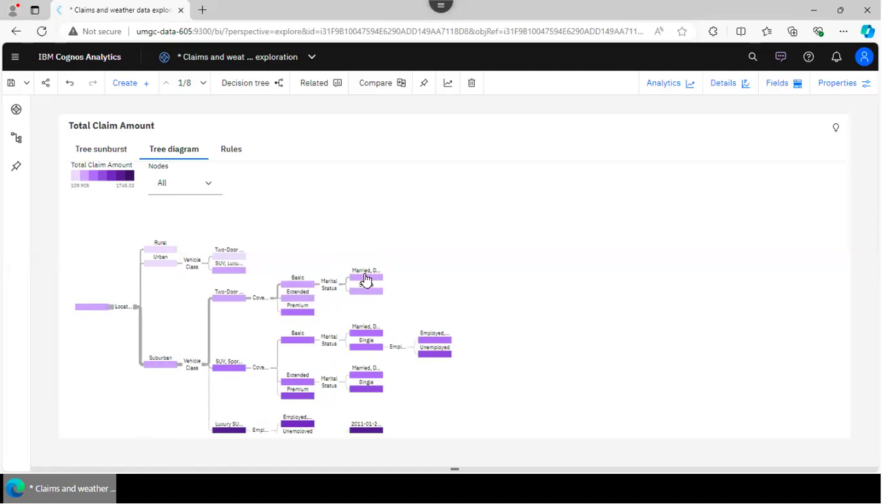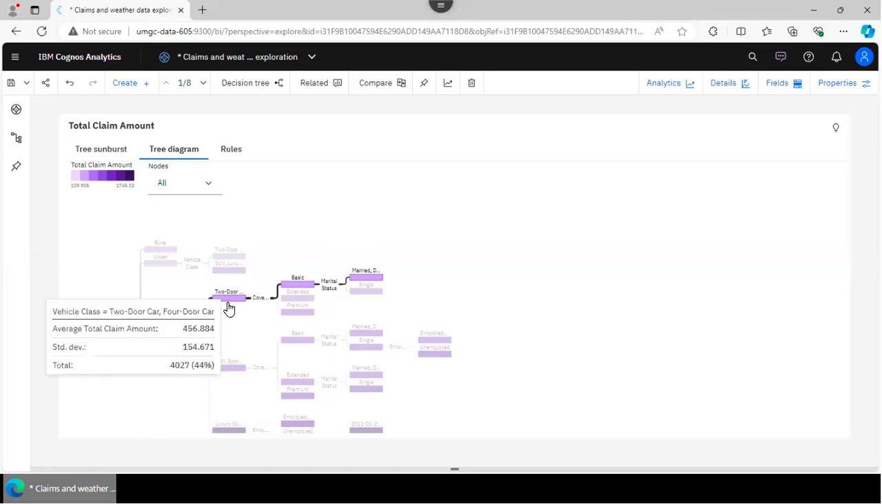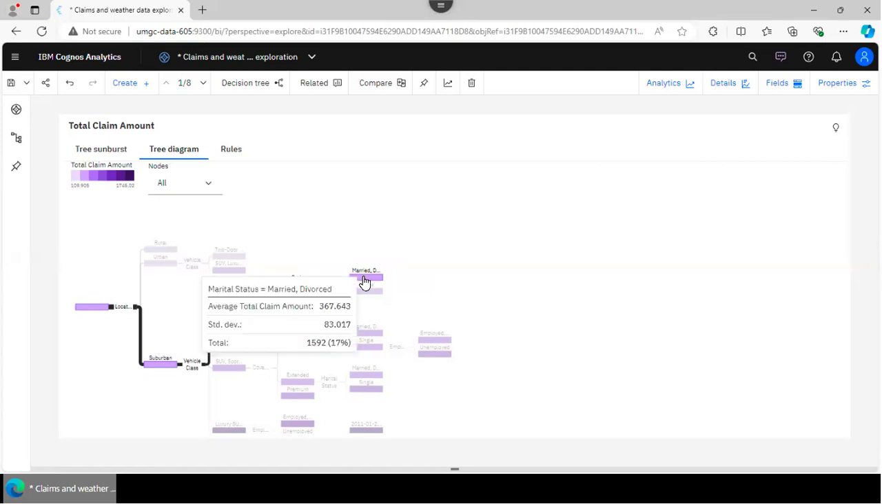I would need to traverse the tree from the root, right? Go into the leaf node. See, that's a path. So what do I know? Location is suburban. Vehicle class is a two-door car. Coverage type is basic, and marital status is married, right? Married or divorced. Then I expect the average claim amount is $367, right?